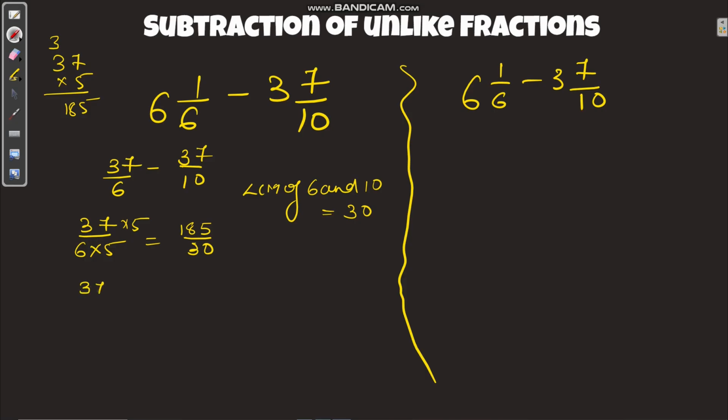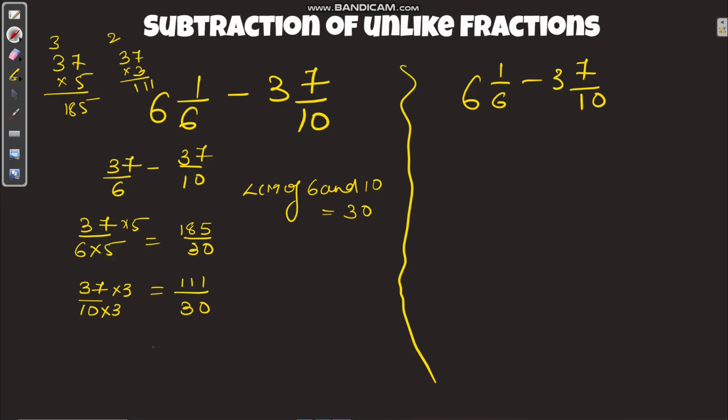Let's take the next fraction, 7 upon 10. I need to convert it to my LCM, that is 30. So into 3, into 3. So let's multiply and find out what is 37 times 3. 7 3s are 21, 3 3s are 9 and 2 is 11. You will get 111 upon 30.